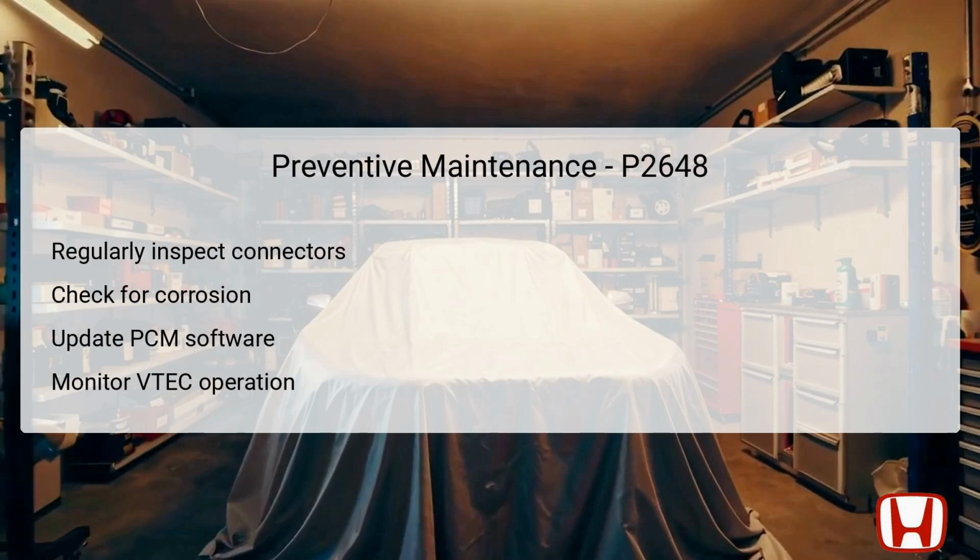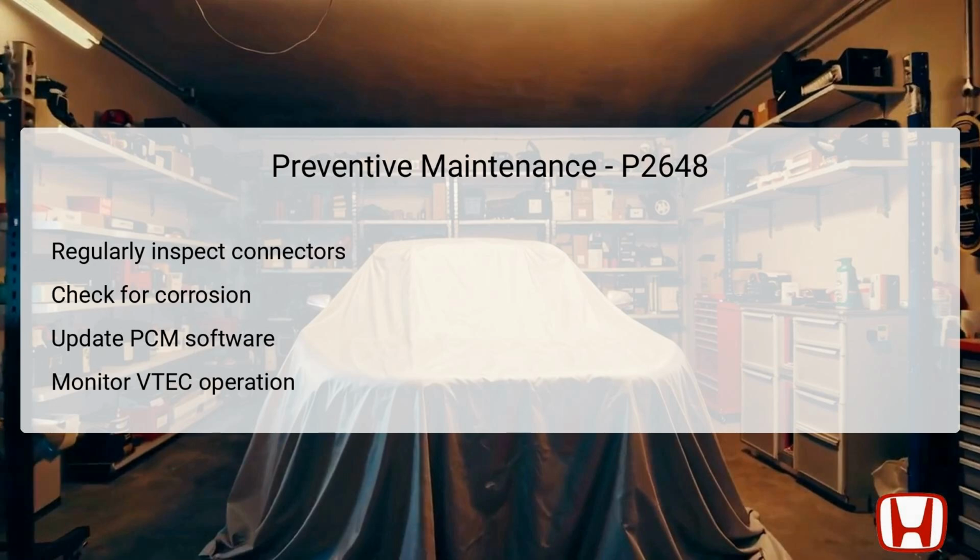Incorporating preventive maintenance measures helps extend the life of the rocker arm oil control solenoid and related components, potentially reducing the occurrence of DTC P2648. One effective strategy is to regularly inspect the electrical connectors associated with the solenoid and the PCM. Keeping an eye out for signs of corrosion, fraying, or loose connections ensures that electrical pathways remain intact and functional.